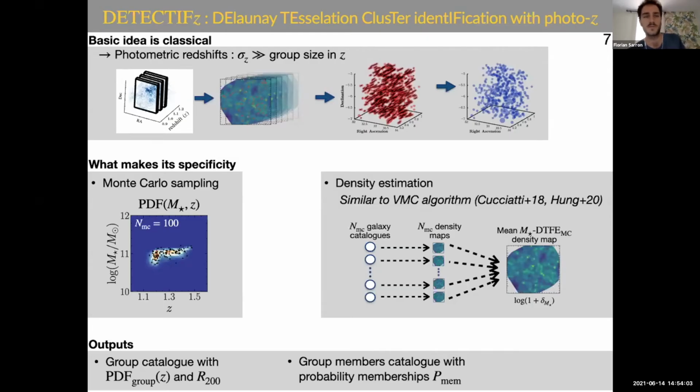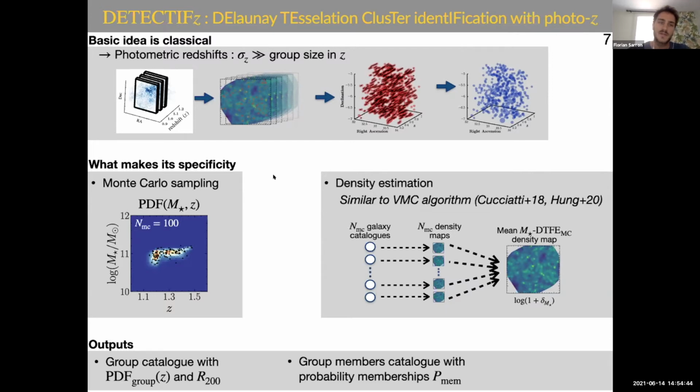So let's move to group detection. I developed for this work the DElaunay tessellation cluster identification with PhotoZ, the DETECTIVZ algorithm. The main idea is pretty basic: as photometric redshifts have an uncertainty that is way larger than the size of a group or cluster in redshift space, we cut the galaxy catalog in redshift slices that are overlapping. We make 2-dimensional density maps in which we detect the peaks. As the slices are overlapping, the same true underlying structure is going to be detected in different adjacent slices. So we clean for multiple detections and obtain a final group and cluster catalog.